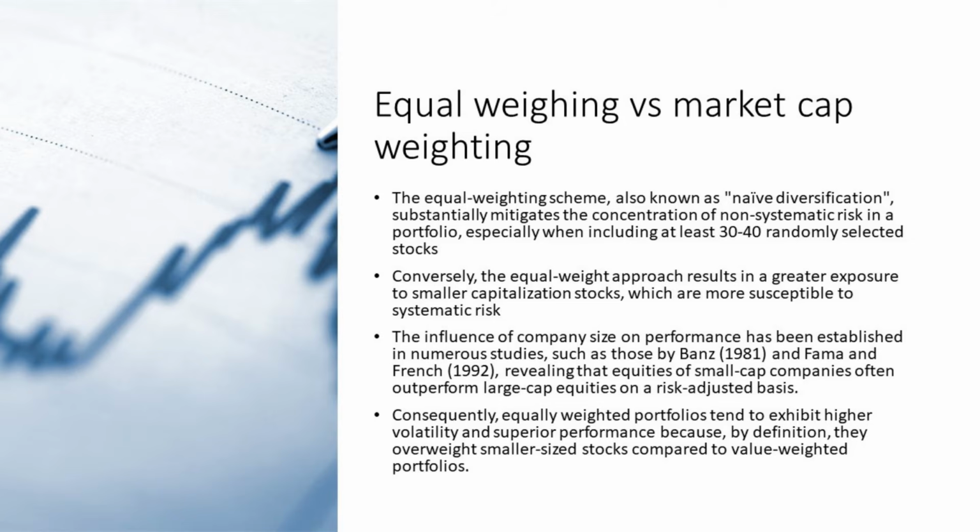So what that does is it allows you to benefit from some of the, let's say, numerous studies that have pointed to small cap companies often outperforming large cap equities on a risk-adjusted basis. So think of Sharpe ratio, the amount of risk you're taking for the rewards that you're getting. When you get down to the nano cap level, that changes. You take on more risk by holding nano caps than the benefit that you get. So consequently, equally weighted portfolios tend to exhibit higher volatility and superior performance because they overweight smaller size stocks compared to value weighted portfolios. That's what our research showed in this paper.